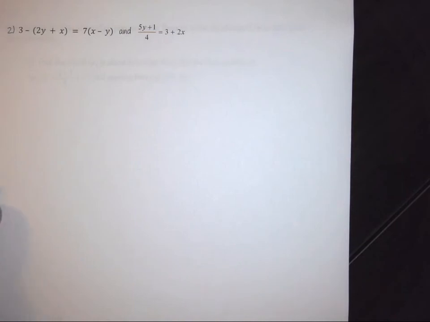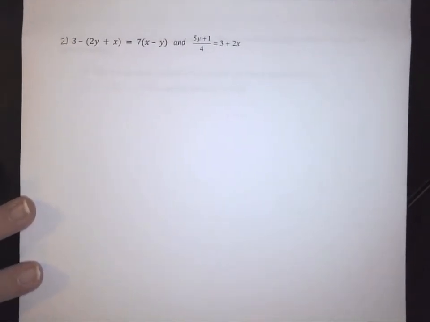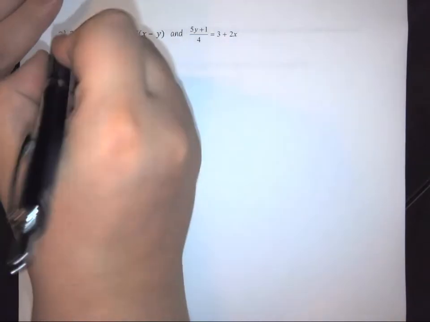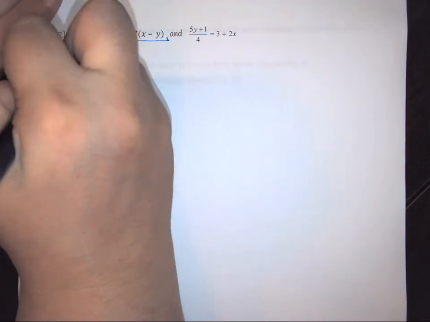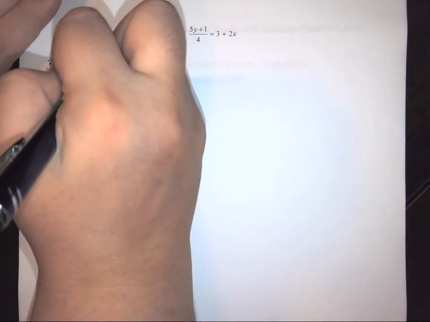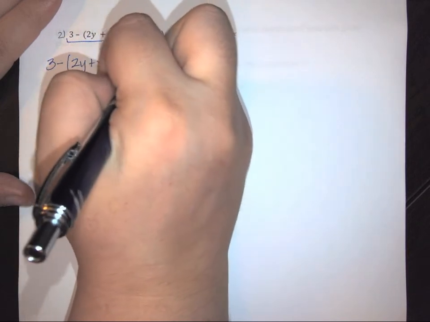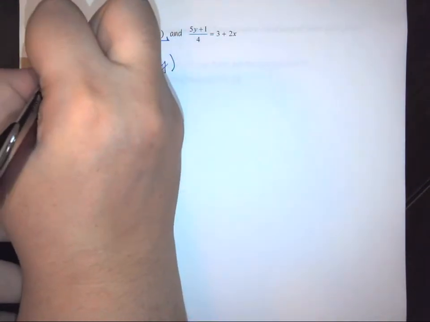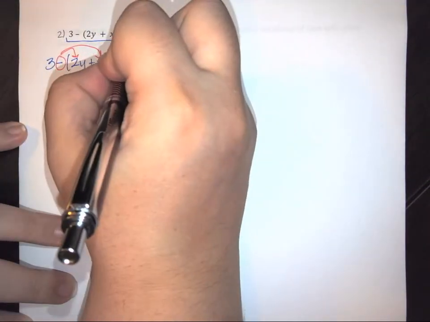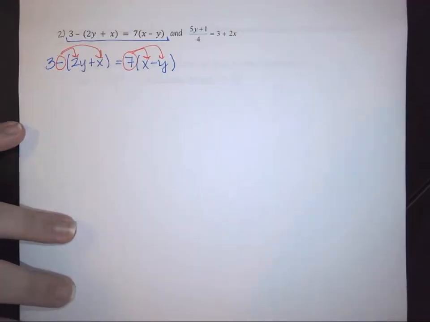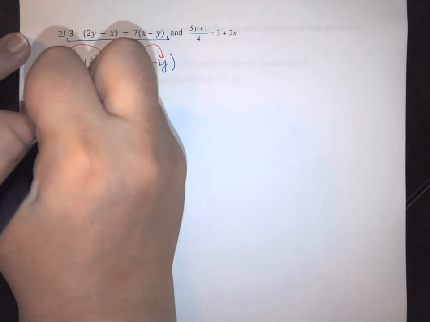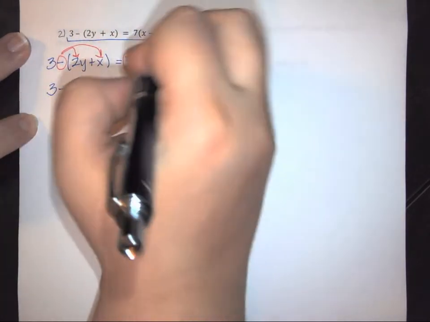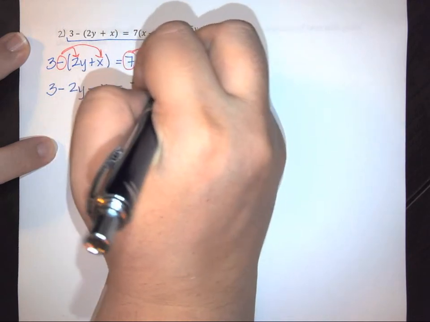Okay, let's look at another one. So here I have these two lines, and again I'm doing the same thing. I'm going to start with this equation. So I have 3 minus 2y plus x equals 7 times x minus y. I'm going to take this negative and distribute it through. I'm then going to take this 7 and distribute it through. So this becomes 3 minus 2y minus x is equal to 7x minus 7y.